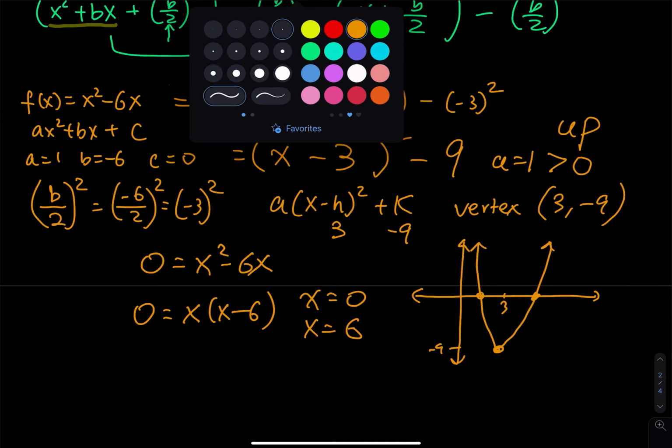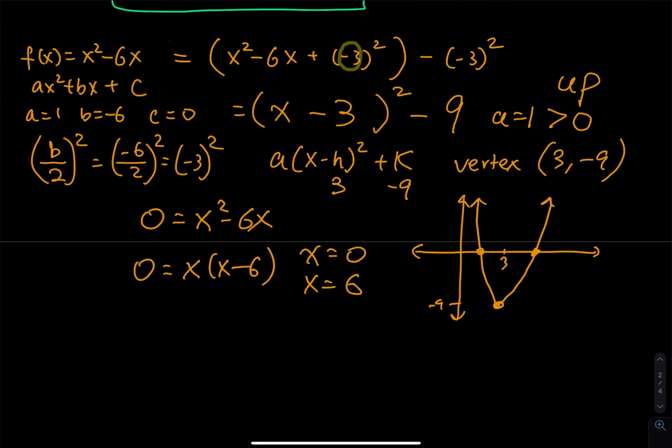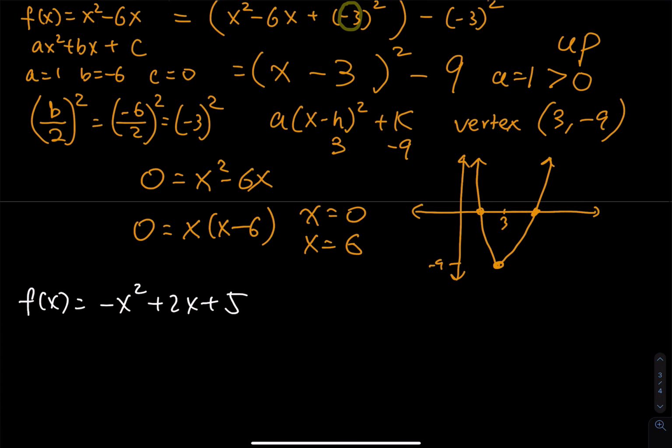The next example is, what if the leading coefficient is not 1? Let's say we have f of x equals negative x squared plus 2x plus 5. The leading coefficient is not 1. So when the leading coefficient is not 1, you have to factor out the leading coefficient. Let's say you have a negative 10x squared, then you factor out a negative 10. This time we factor out a negative 1. So that becomes x squared minus 2x and then minus 5.